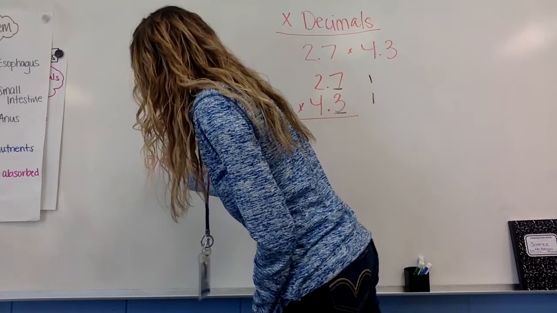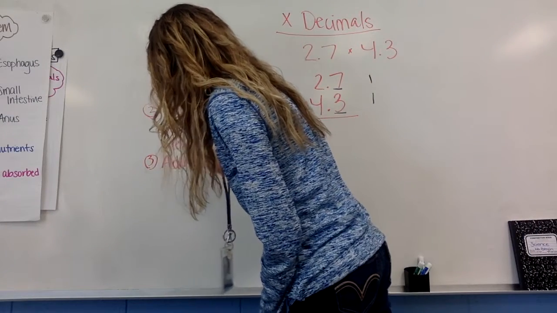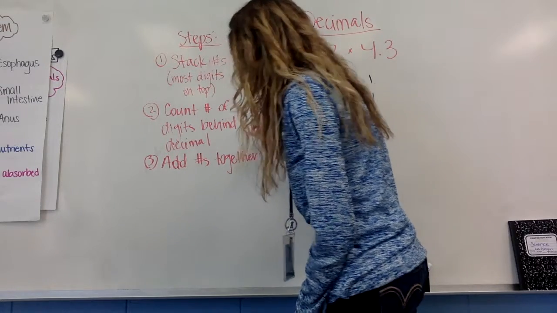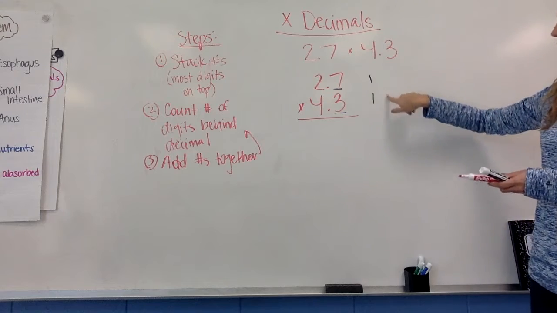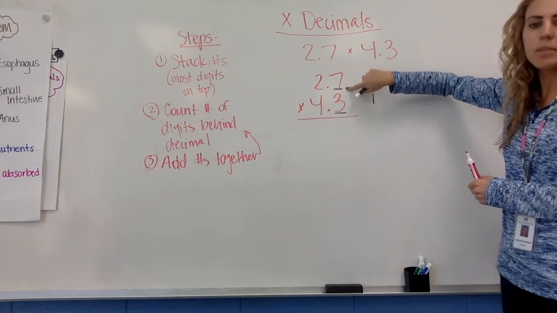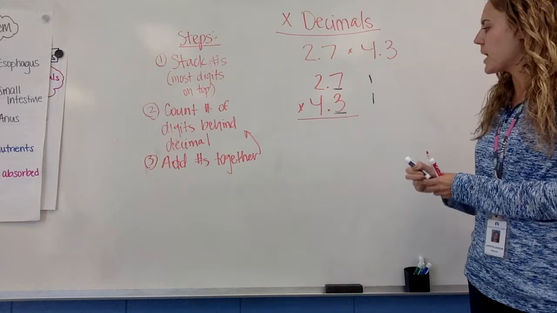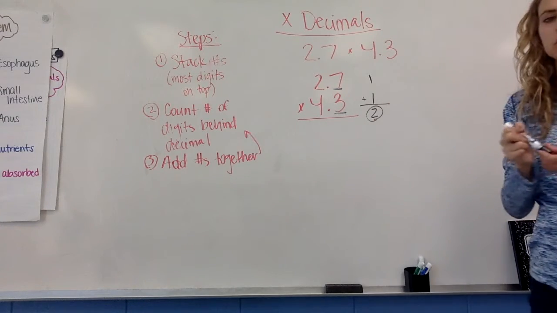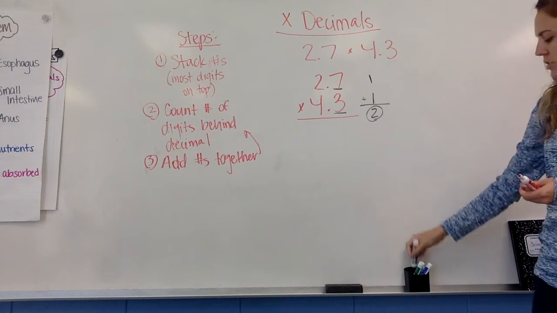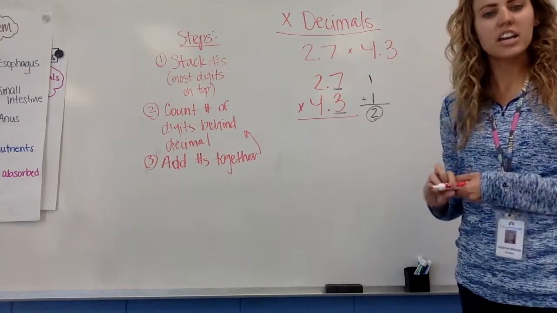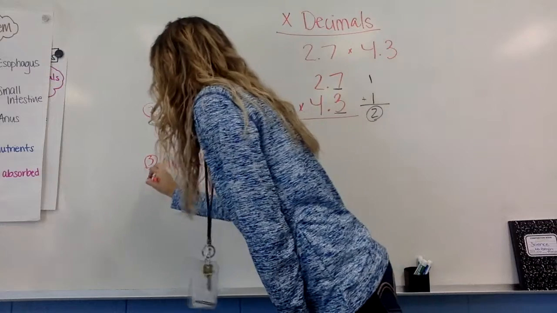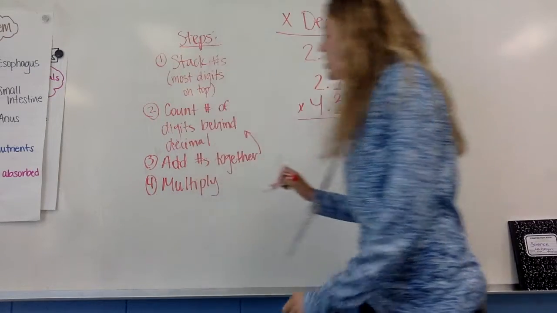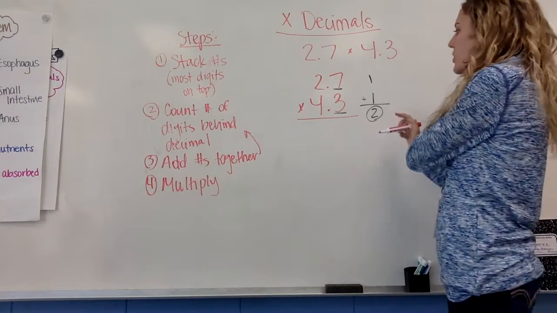Step 3 is to add those numbers together. So we have 1 plus 1, because there's 1 number behind the decimal and 1 number behind the decimal. So I'm going to add those up, and I know 1 plus 1 equals 2. Now I'm going to use that 2 later, but for right now, I can ignore those decimals. And my next step is to just multiply my numbers. So I can multiply and completely ignore those decimal points.